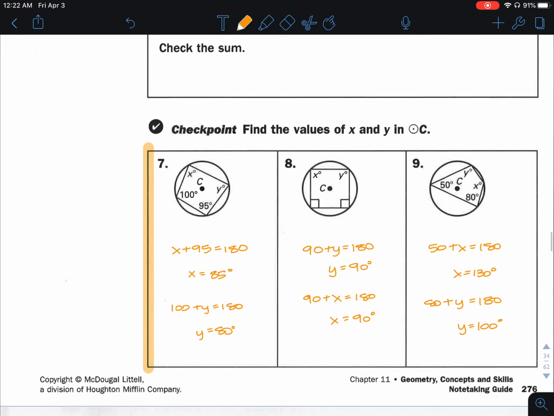Okay, so in this section, we learned about intercepted arcs, inscribed angles, and then inscribed polygons, and then circumscribed polygons as well.